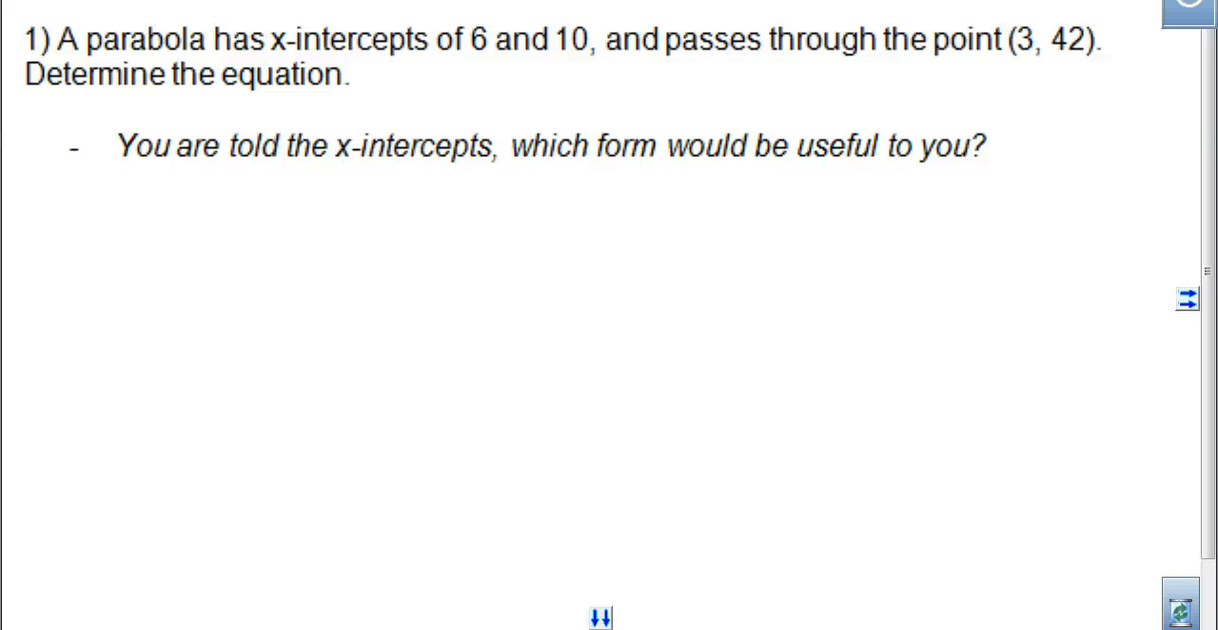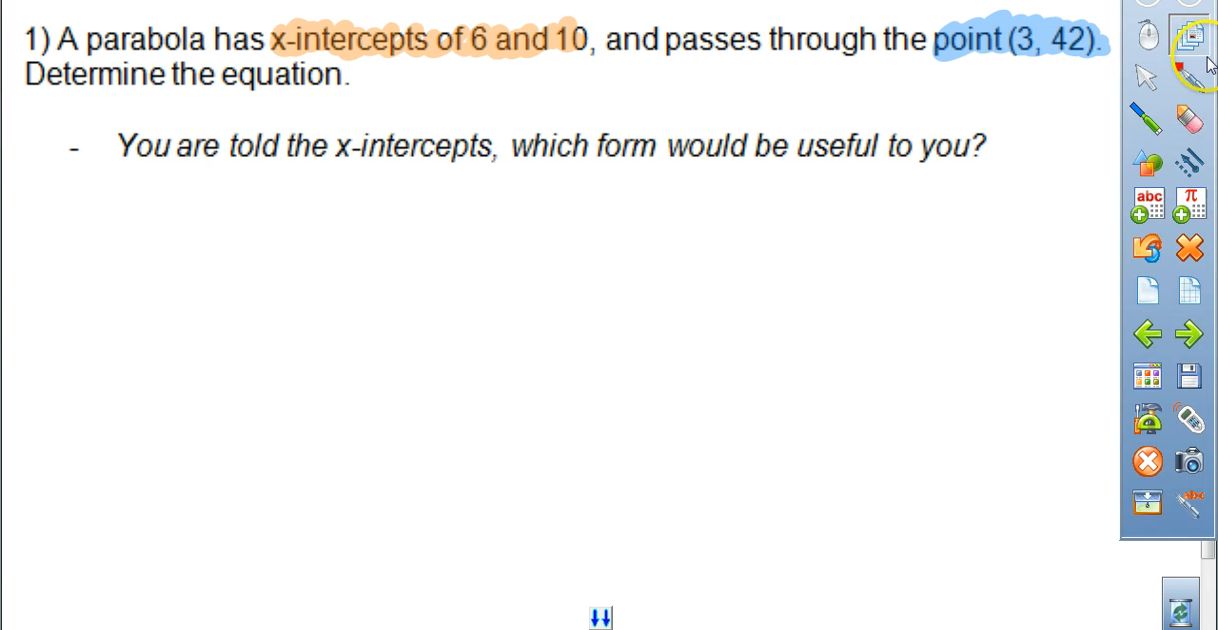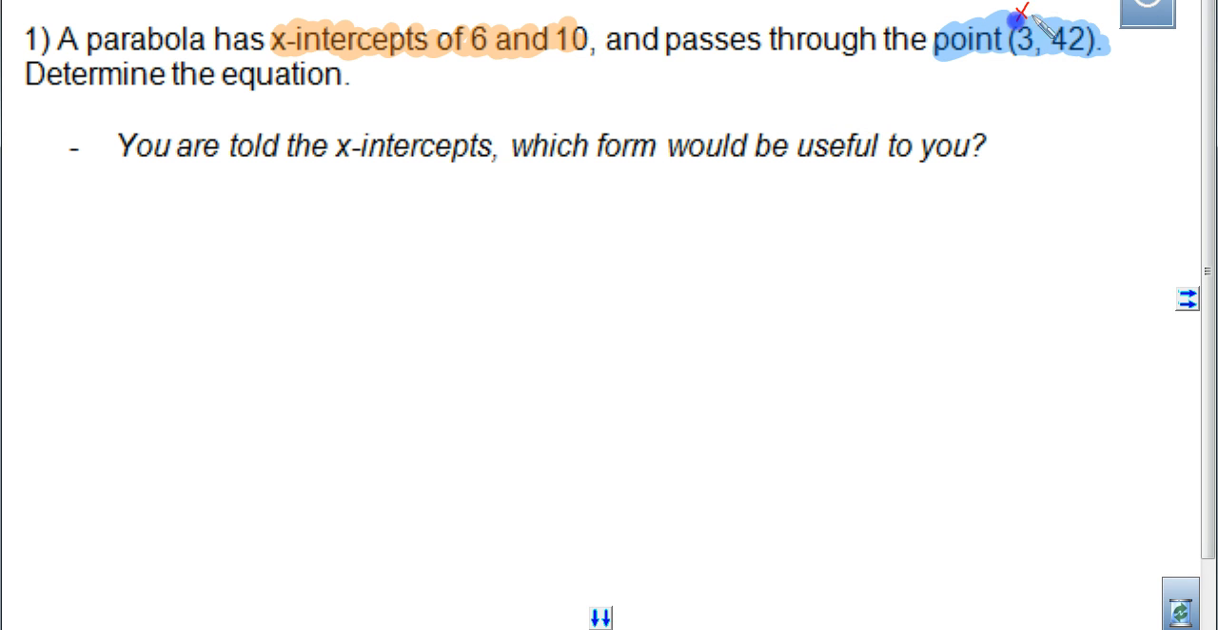What we're going to be looking for here is we want to put together, using the information given here, what the equation of the parabola would be. So if a parabola has x-intercepts of positive 6 and positive 10, and also passes through this point, now remember that equations can be used to give you an x value and y value for any point on the parabola. We want to determine the equation.